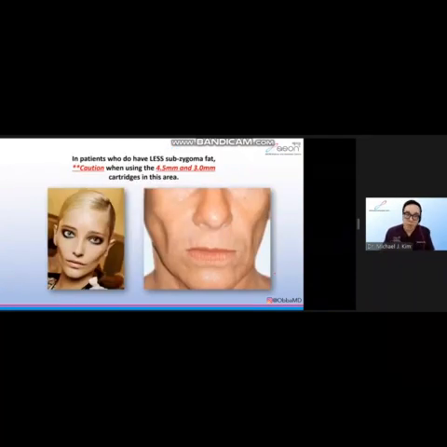In patients who have less subzygomatic fat, I think you have to be very careful when using the 4.5 and 3 mm. I emphasized this before. This could be more of an Asian concern, as some Asian patients do not like the hollowed look on the cheeks, whereas in other cultures, this actually might be more desirable.